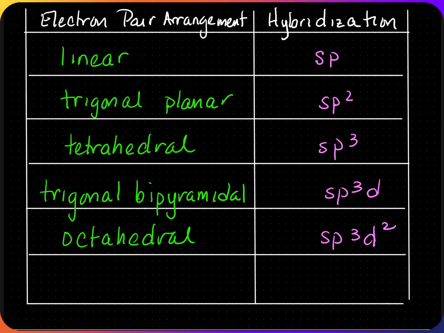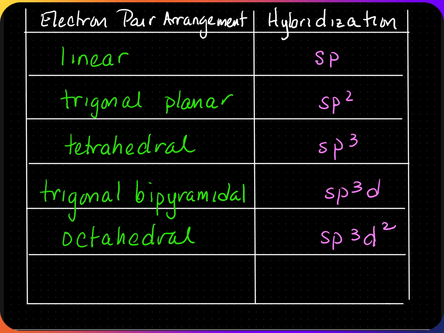D has 5 orbitals, but we only go up to 2 because we do not have elements that we know of that exceed that. An electron pair arrangement that is linear has 2 bonds, 0 lone pairs. So we must have an s first and then a p: sp.